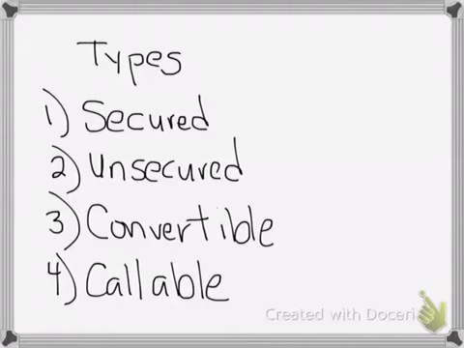A callable bond is a bond that, though it has a certain maturity date of, let's say, 20 years from now, can be called in any time. So if the company decides that they are ready to take that bond back in, they can call that bond in and actually pay the principal or the face value on that particular bond.